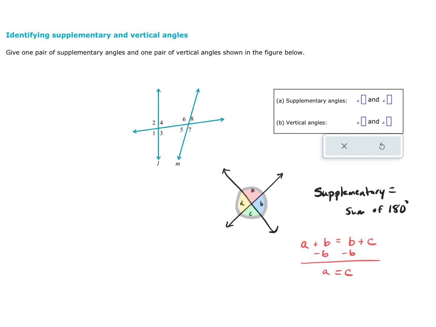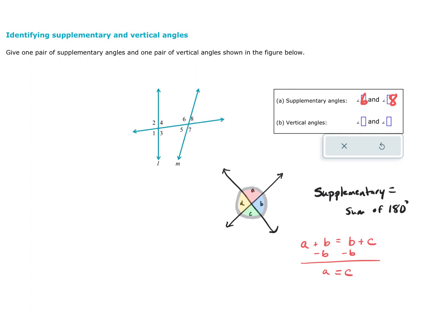Now looking at the problem here for us to do, we're trying to identify two angles that are supplementary and then two angles that are vertical. Supplementary angles are any of these ones that combined equal 180 degrees, like 2 and 4, 1 and 3, 1 and 2, 3 and 4, 6 and 8, 5 and 6, 7 and 8, and so on. So pick any one of those and you're going to have supplementary angles. I'm going to pick, let's do 6 and 8.